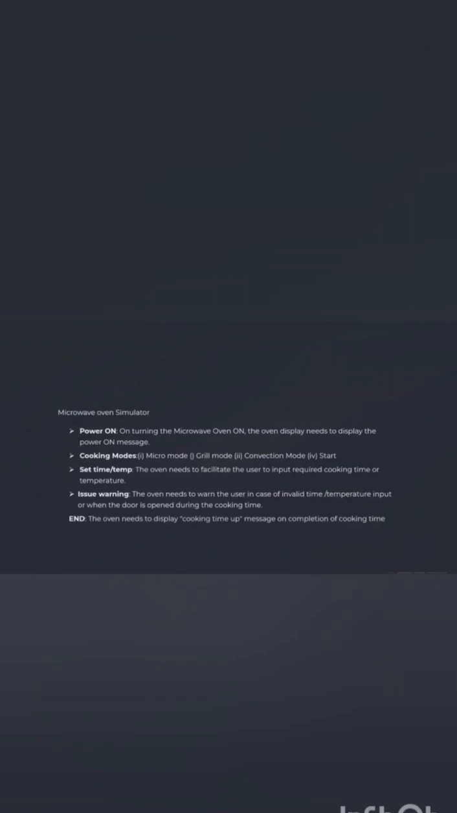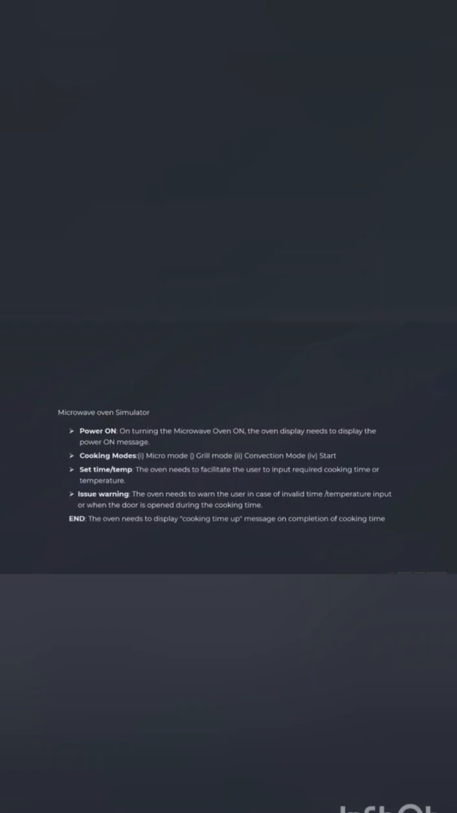In the Pixim simulator of our microwave oven, we have these many types of modes. They are power on, by which the microwave oven displays the power on message. Then the cooking mode. Cooking mode contains four types: micro mode, grill mode, convection mode, and start. And we also have set time or temperature.